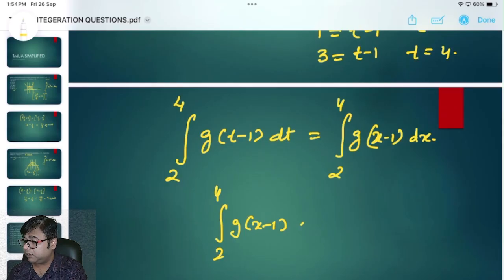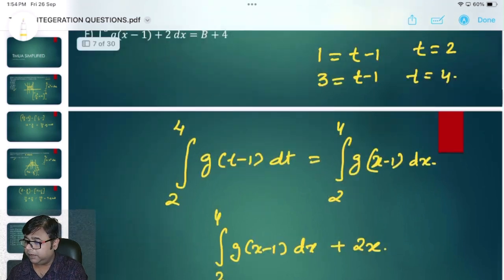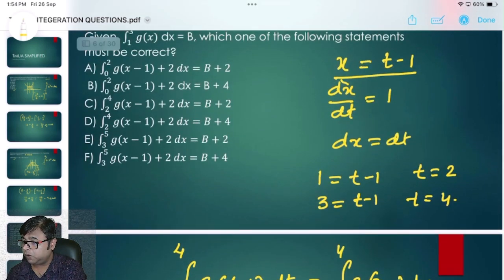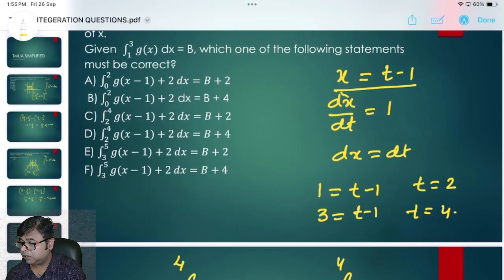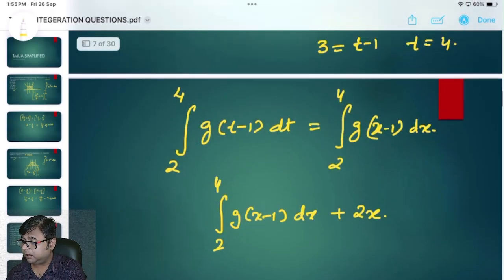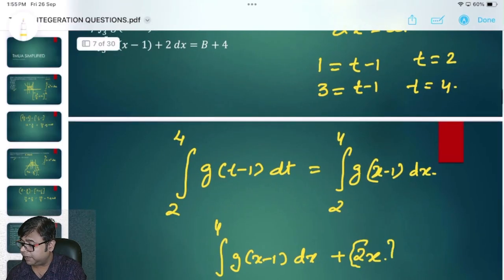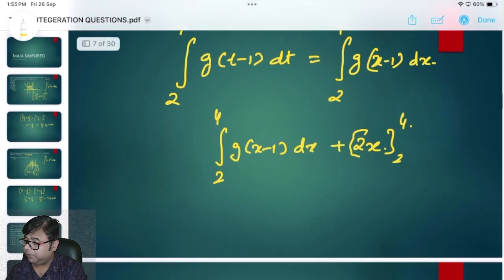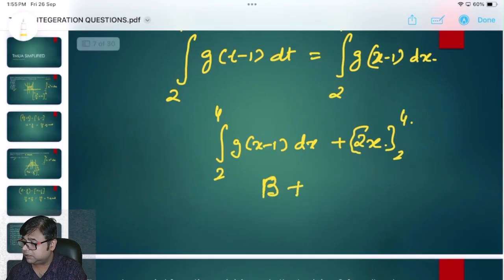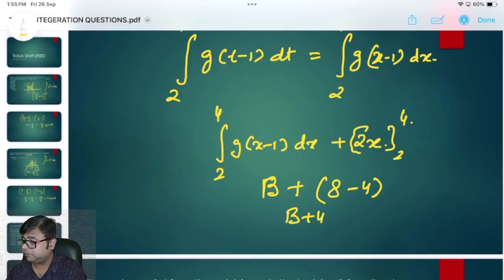integration of 2 will become 2x, right? The integration of 2 becomes 2x. So what is the value of the integral of g of x dx? It is b, right? And on integrating, I will put the limit as 2 to 4. So I will be getting b plus 2 4s are 8, and 8 minus 2 times 2, which is 4. So it gives me b plus 4.